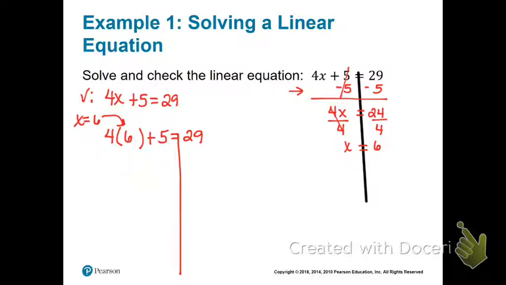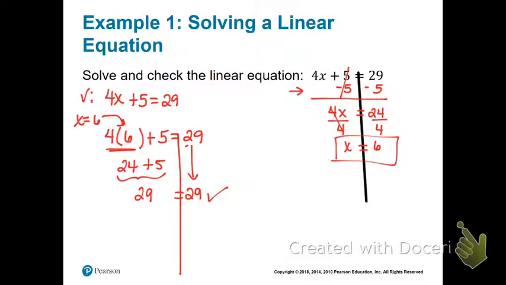So we know with PEMDAS, the first thing we're going to do here is multiply. So 4 times 6 is 24. Bring down your plus 5. 24 plus 5 is 29. Now look at the other side. There's nothing to solve. It's just 29, so we can just bring that down. And then ask yourself, is 29 equal to 29? Yes, they're the same number. Therefore, x equals 6 is our solution.